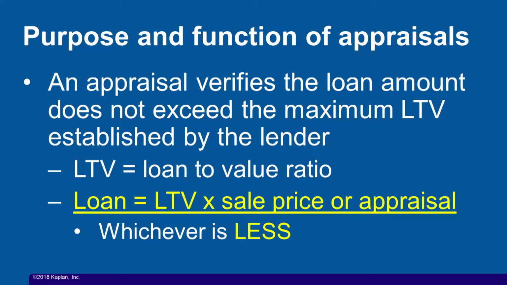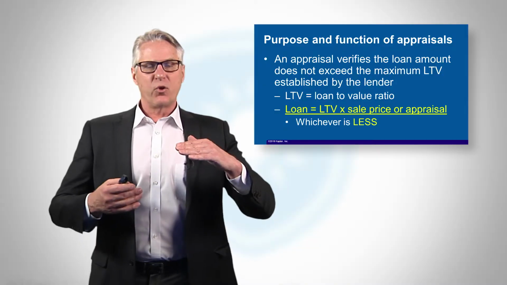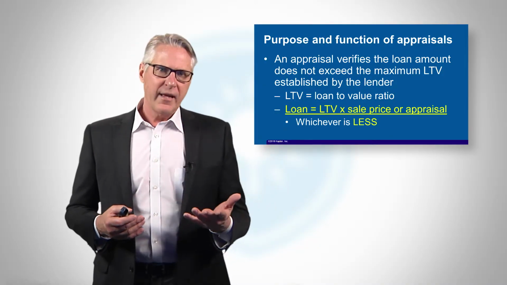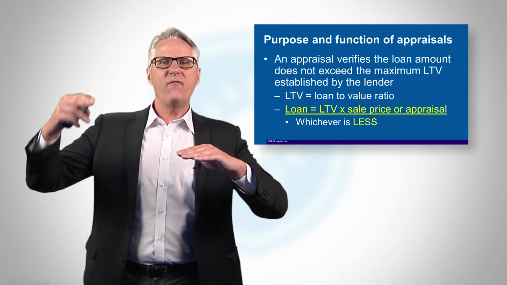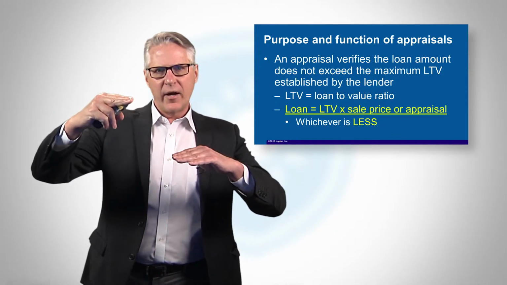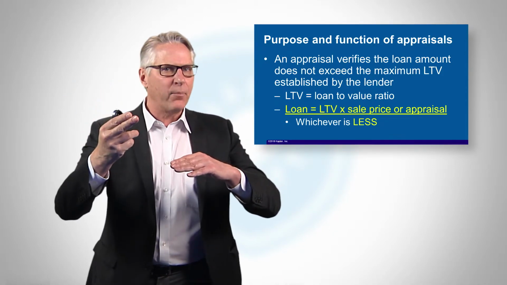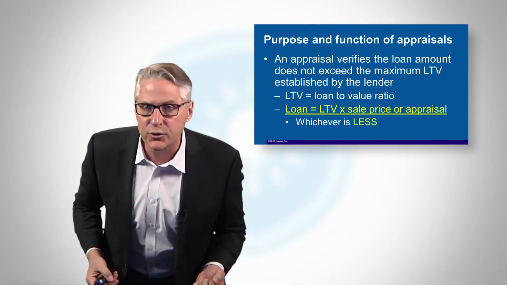So the purpose of the appraisal largely is to make sure the loan amount does not exceed the maximum LTV that was established by the lender. So what's an LTV? An LTV is the loan to value ratio. So the loan's always going to be, most of the time, less than the value. So the lender might say, I'll give you a loan anywhere up to 80% of the value of the property. So what is the value of the property as far as the lender is concerned?